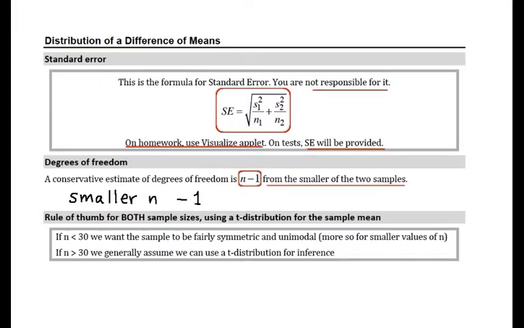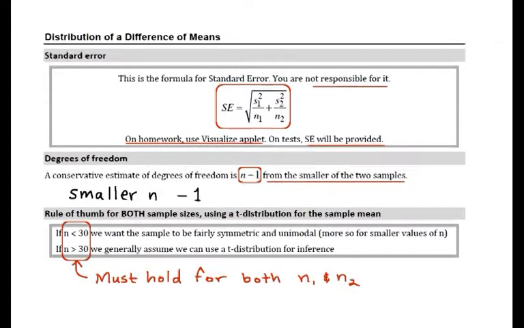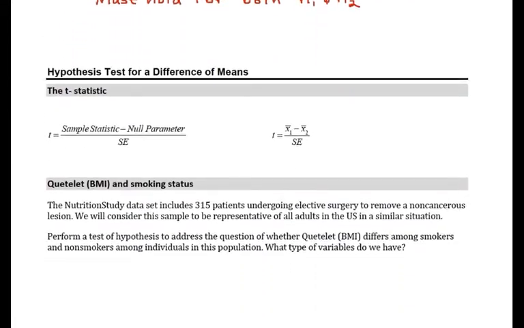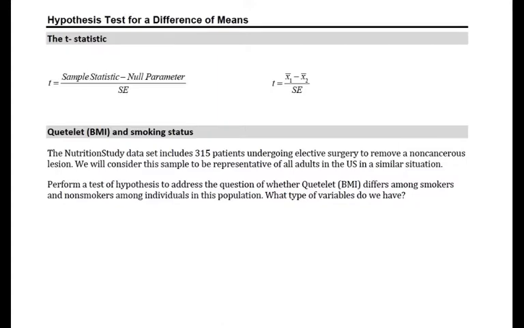Following again on our ideas from one mean, we have sample size conditions for using the t-distribution. This is the same rule of thumb that we established for one mean, and now it has to hold for both values of n, for both n1 and n2. So if either of those sample sizes is smaller than 30, then we want to look at the shape of that distribution. So with these things in mind, we'll go ahead and venture off into our first hypothesis test.